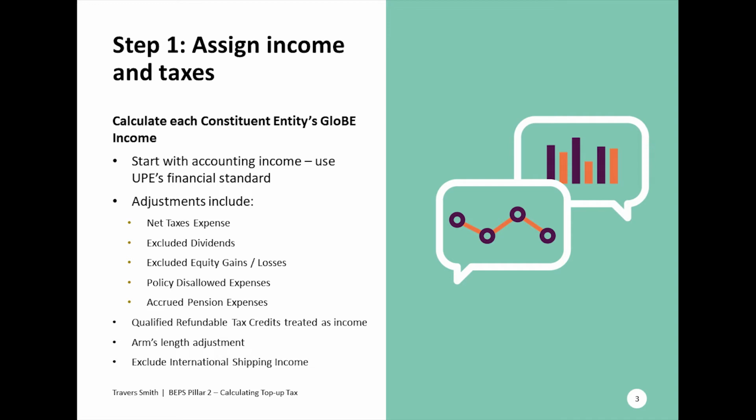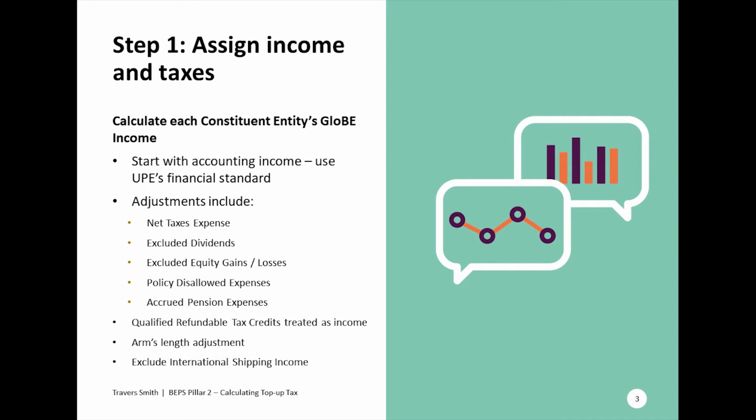Now, dividends will be excluded unless they arise from a short-term portfolio holding. Short-term means something that has been held for less than a year, and a portfolio holding is an ownership interest that carries rights to less than 10% of profits, capital, reserves, or voting rights in an entity. And this is measured at the date that the dividend is paid. So if an entity holds an 11% interest in another entity, a dividend paid by that other entity will be an excluded dividend, even if it is held for less than a year.